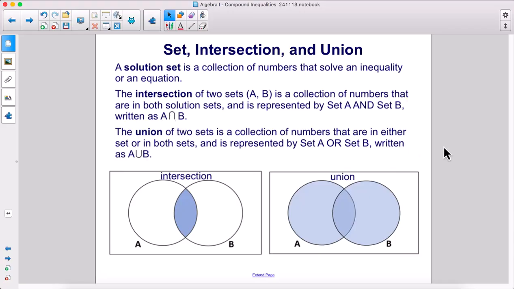The union of two sets is a collection of numbers that are in either set or in both sets and is represented by set A or set B, written as A, U, B. So you can remember it because union, the symbol is a U for union. Here it looks like an N for intersection.